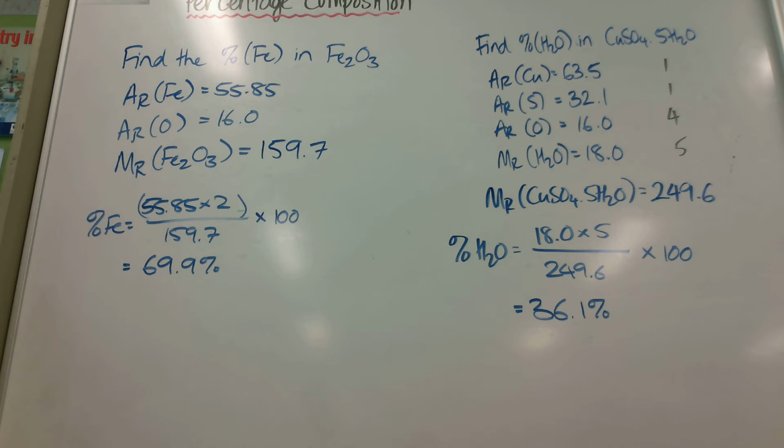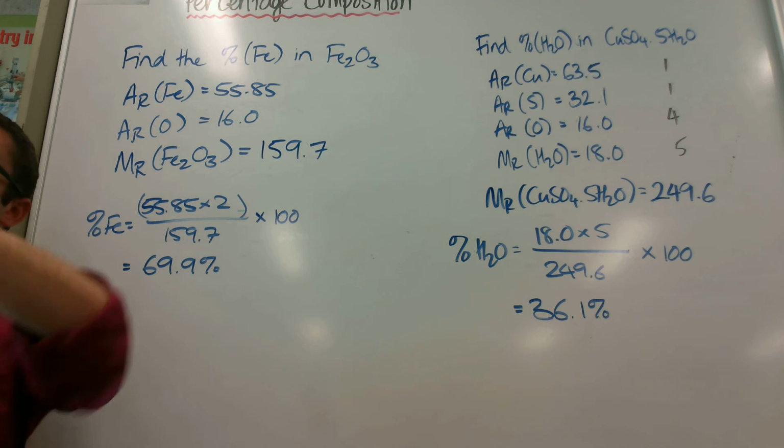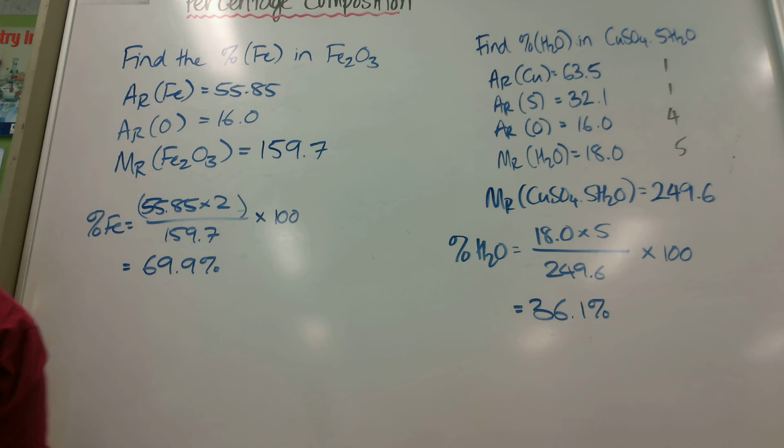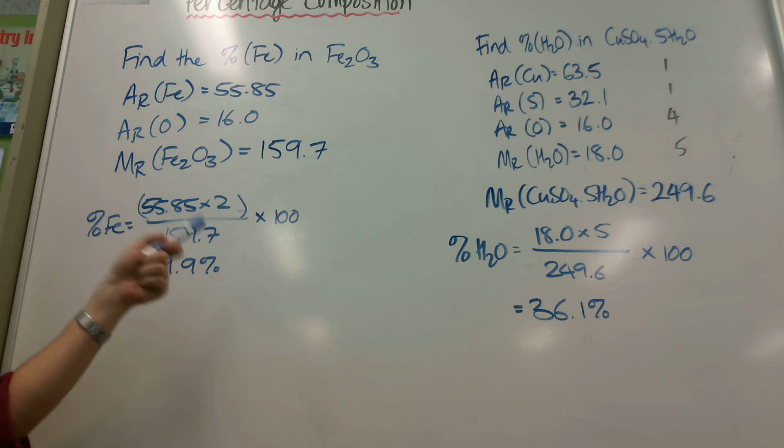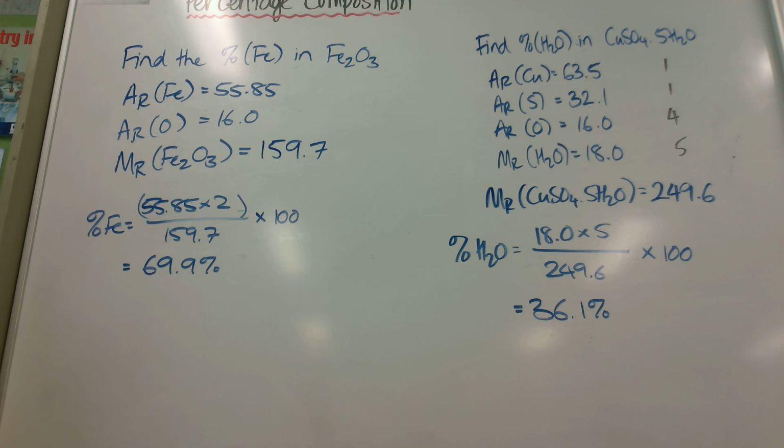All right. Using the same process, finding your atomic masses, find your molar mass, and do a percentage as if you're working out a mark in an exam, for example. Okay, the mark you got over the total possible marks times 100. Okay, we're asking for how much iron. There's 2 lots of those over the overall score, or molar mass, times 100. All right.